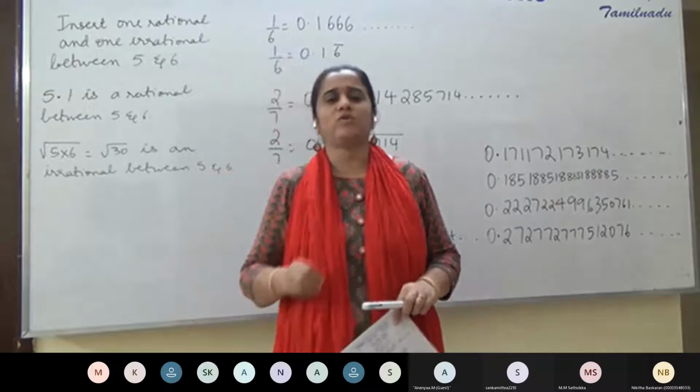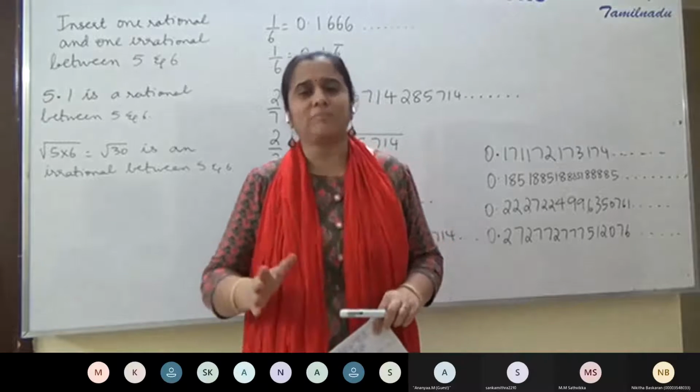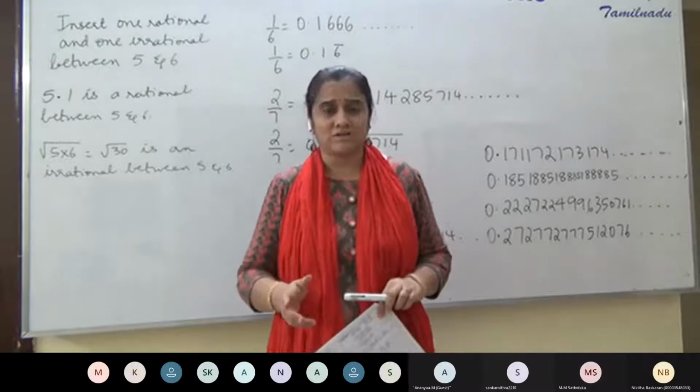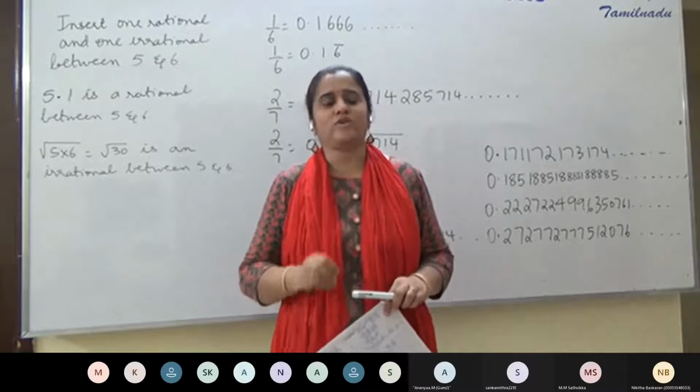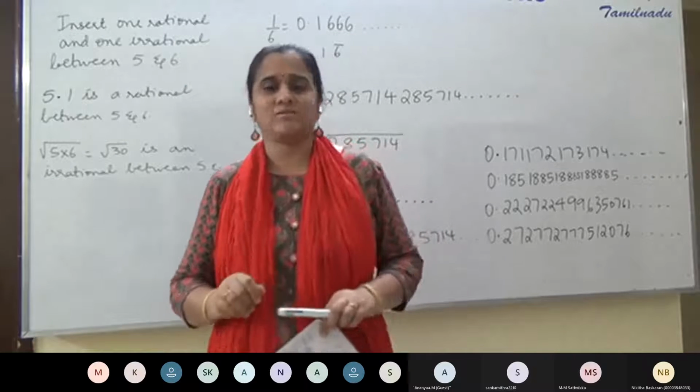That means the value of cube root of 100 is a non-terminating, non-repeating decimal expansion. When we say cube root of 100 is irrational, that means its value is a non-terminating, non-repeating decimal expansion.